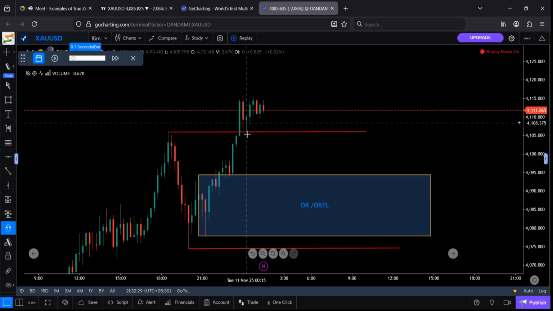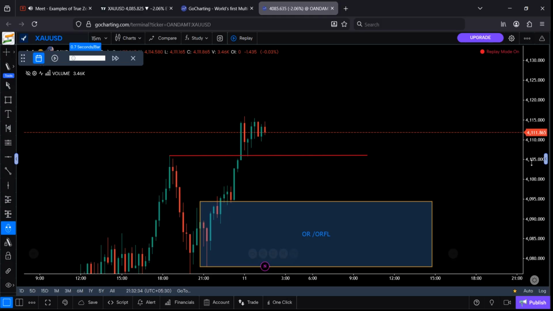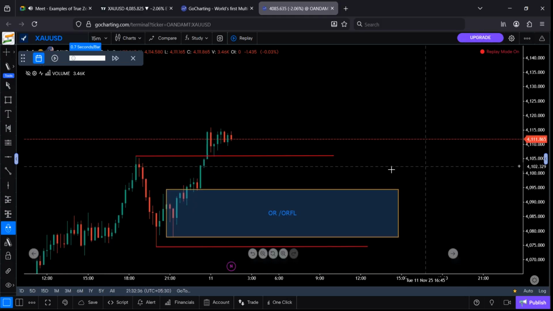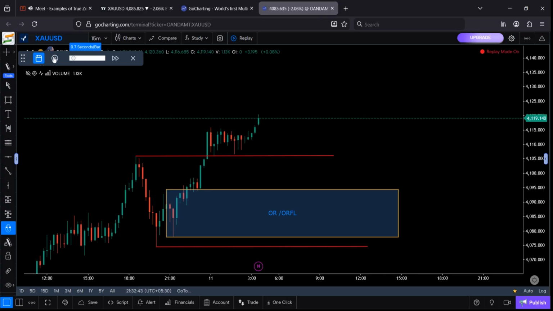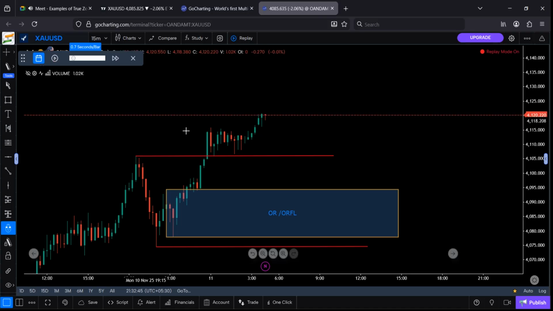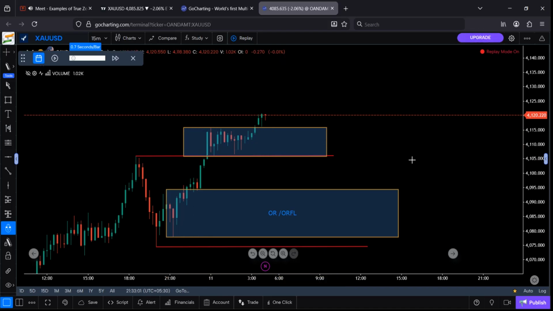Price goes up, came down. Let's see what is happening here. Price has crossed this one, so now this has become our FTR, from here to here. This has become our FTR.